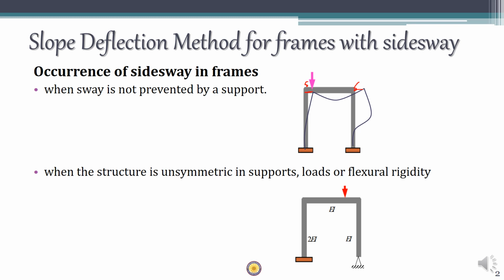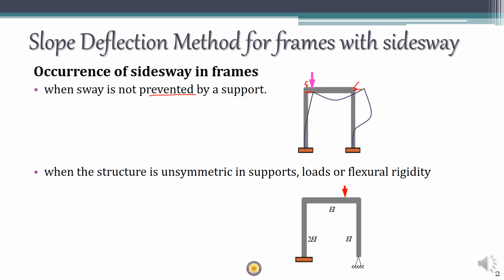Now let's see how side sway occurs in a frame. There are different possibilities for the occurrence of side sway. One of the prime causes is a lateral load acting on the structure. It can cause a side sway if there is no proper support to prevent the sway.